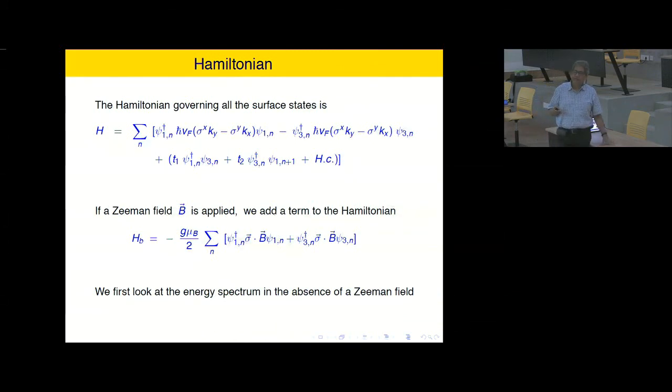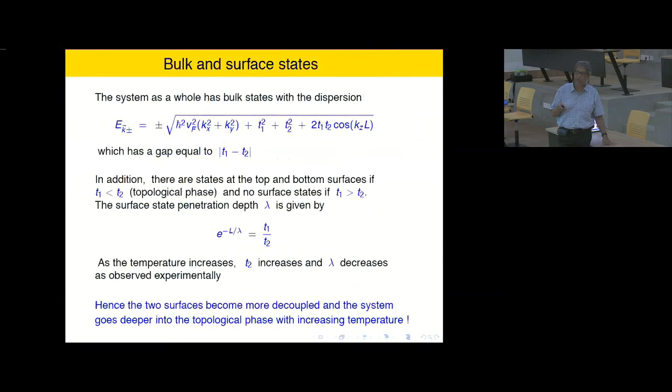So now the Hamiltonian governing all the surface states is of this form. These are the surface state Hamiltonians that I wrote down earlier. Then there's a coupling T1 between the two surfaces of the same grain N, and T2 coupling between surfaces of N and N plus 1. If there's a Zeeman field, then you have to add a term like this to the Hamiltonian. Okay. So first of all, let's look at this without the Zeeman field and look at what the energy spectrum is for that part of the Hamiltonian.